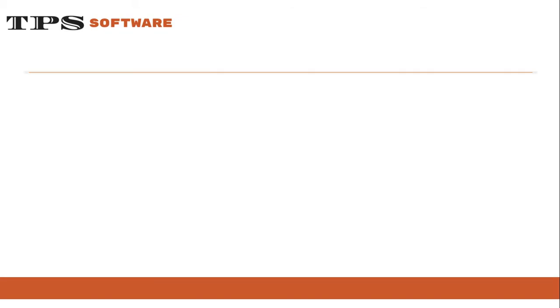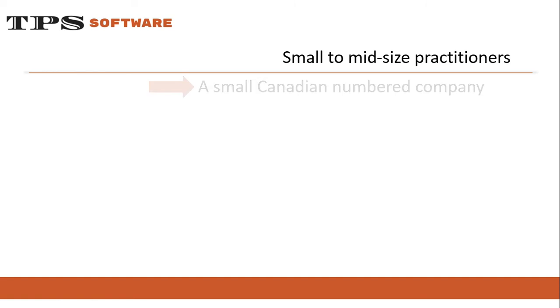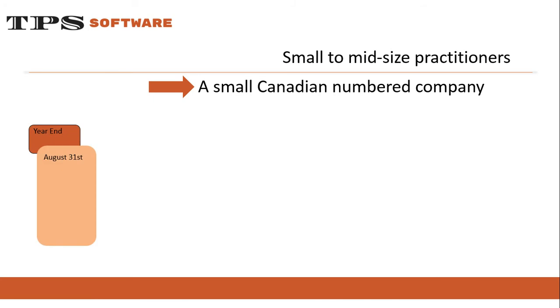Probably the easiest way to define it is to use an example. Our client base is primarily small to mid-sized practitioners, so let's use an easy example most people can relate to: a small Canadian numbered company. Let's say that the company has an August 31st year end.